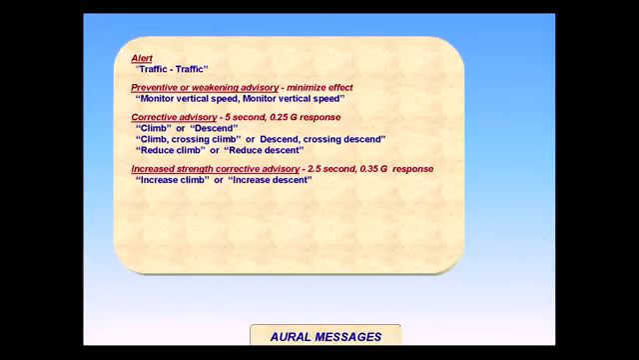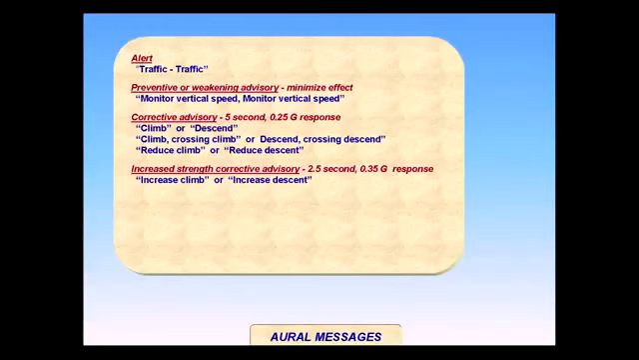Increase climb, increase climb. Or increase descent, increase descent. Increase the vertical rate to that shown on the VSI. Maneuver at 2,500 to 3,000 feet per minute within 2.5 seconds.